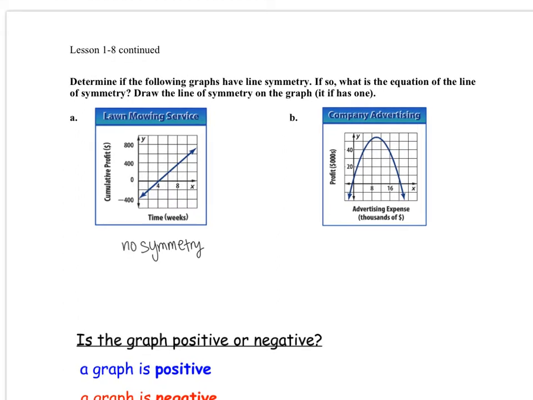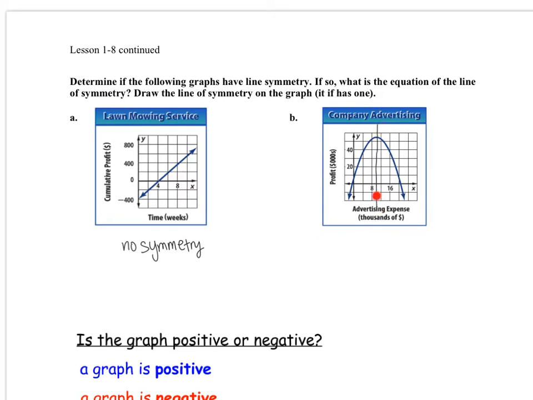For part B, we can see that we're comparing advertising expense in thousands with profit. And there is a line that we can draw that has symmetry. We've got this nice symmetrical curve here. And where it would have symmetry is directly down the middle. So we're going to draw this line. I know my line's not very straight, but it's this line down the middle here.